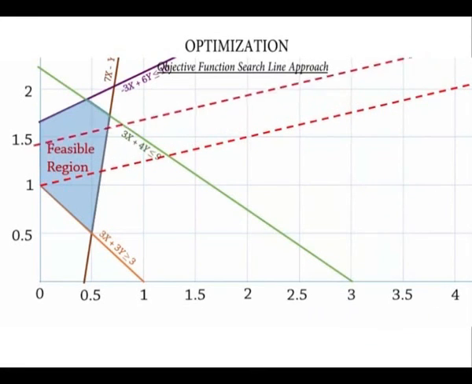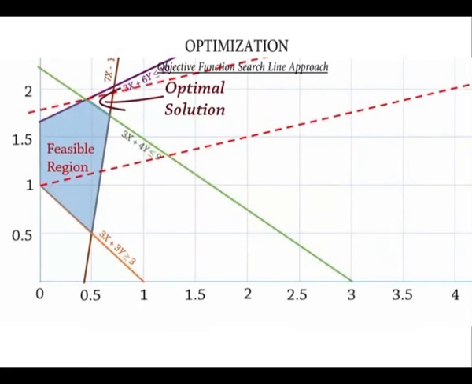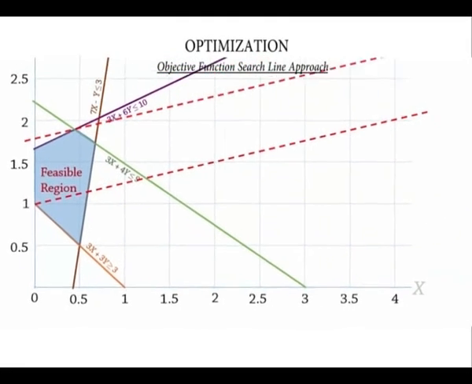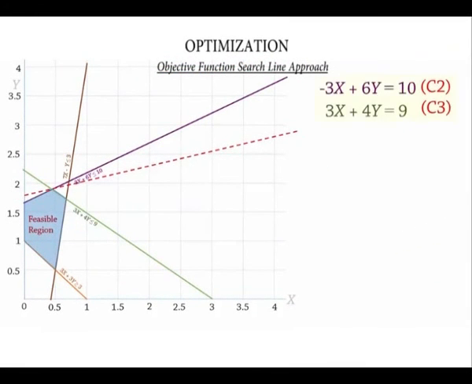This shows that the maximum solution occurs here at the intersection of constraint line 2 and 3. It's a fractional intersection point. We can get the coordinates by simultaneously solving equations 2 and 3. These are the equations. We use elimination because the coefficients of x are 3 and minus 3. If we add the two equations, we will eliminate x. Minus 3x plus 3x is equal to 0. 6y plus 4y is equal to 10 plus 9, which is 19. Y is equal to 1.9.